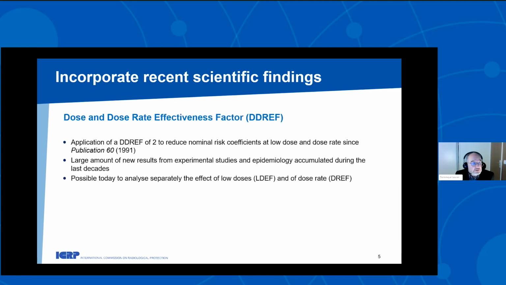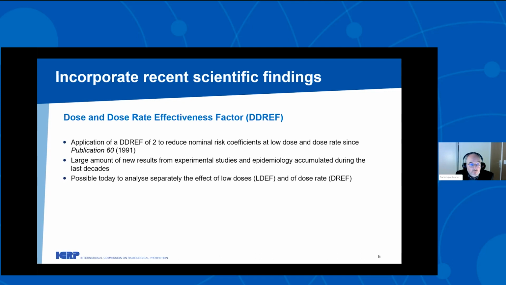Still, in the idea to update input data for the calculation of the detriment, the second parameter that has been presented by Nobuhiko just before is the dose and dose rate effectiveness factor. And in the presentation by Wei Zhang, it has been shown that this parameter has a high importance. The detriment is highly sensitive to this parameter. The application of a DDREF of 2 reduces the nominal risk coefficient compared to what is directly calculated using models derived from the A-bomb survivors.